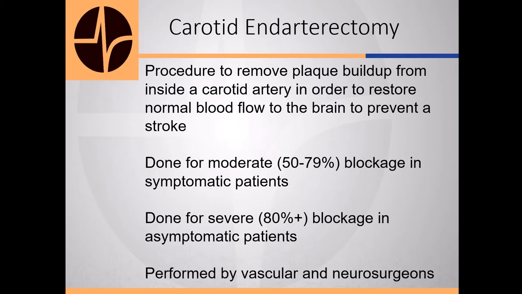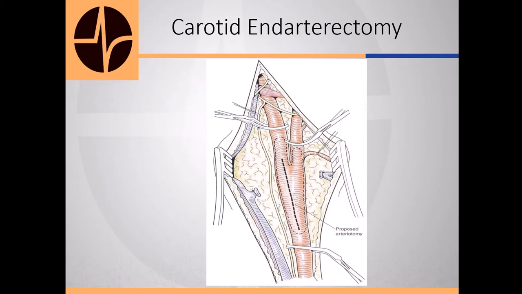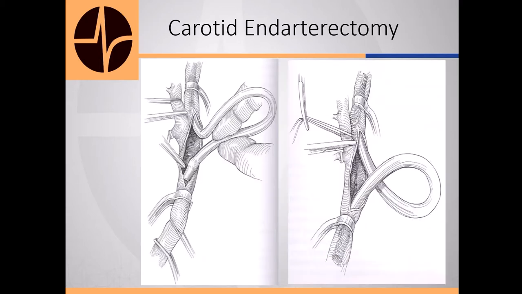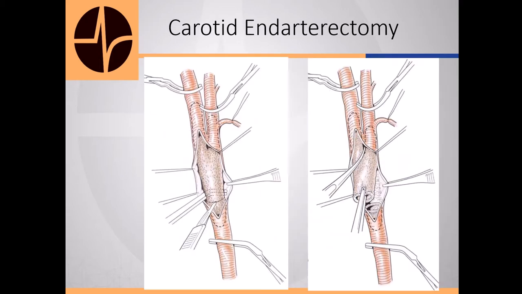It's performed generally by vascular surgeons and neurosurgeons. I find mainly we're used more for neuromonitoring by neurosurgeons than vascular surgeons. And this is just what they're going to do for a carotid endarterectomy. You can go to YouTube and actually see these surgeries. This is placing a shunt. This is just taking out the plaque.